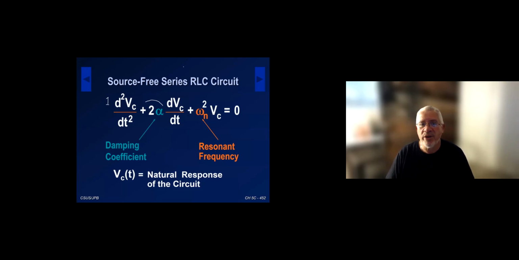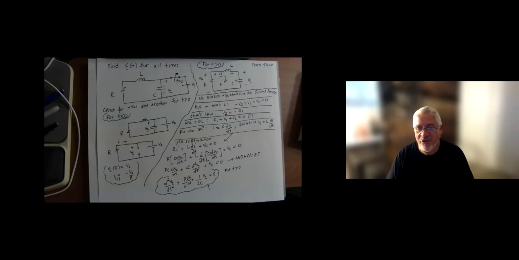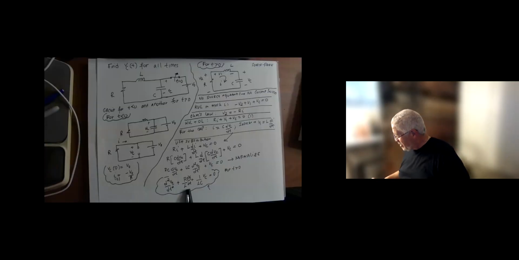So let me go back to the example we were just doing here. I'm just going to toggle back and forth. When I'm saying alpha, alpha comes from this value. So alpha would be R divided by L divided by 2. That's the damping coefficient for this. And the natural/resonant frequency is going to be the square root of this, because this term here is omega n squared. So once we get the differential equation, I'm going to ask you to identify alpha and omega n, and then we proceed to the solution.